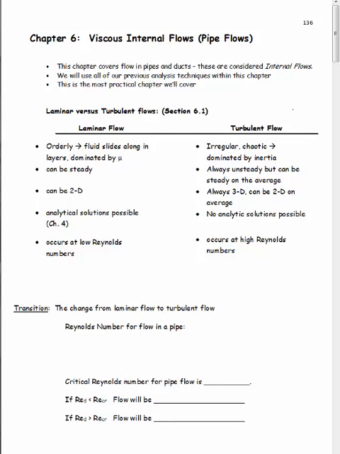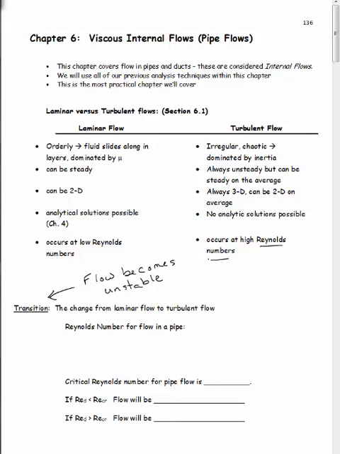There is an area in between, we call that transition, and that's where the flow is becoming unstable. It can't really decide if it wants to be laminar or turbulent, so it does a little bit of both. It will start out laminar, and then maybe you'll get a ripple or two, and then go back to laminar. So it can't quite make up its mind at that point. But then you go a little bit higher in velocity, and suddenly it's going to be completely turbulent and all chaotic and crazy.